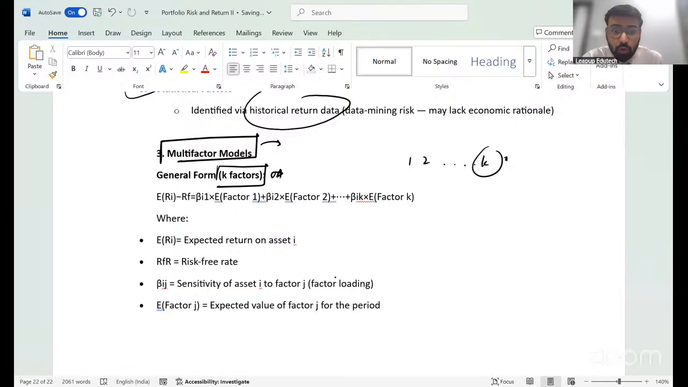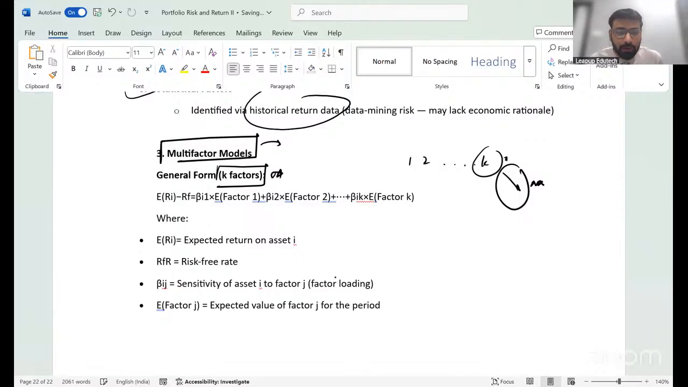Remember, I also told you guys that if a stock is affected by k number of factors, it also depends upon the sensitivity of the stock to those k factors. The higher the sensitivity to a particular factor, the higher the influence of that factor on the expected return of that particular stock. Right.